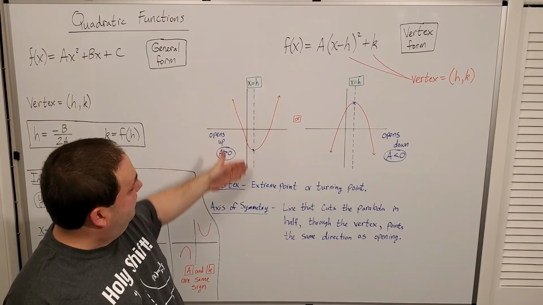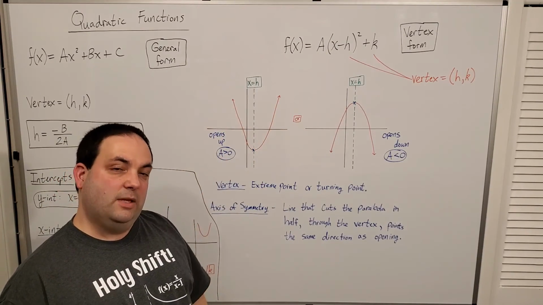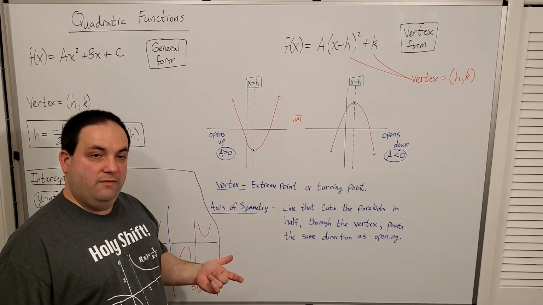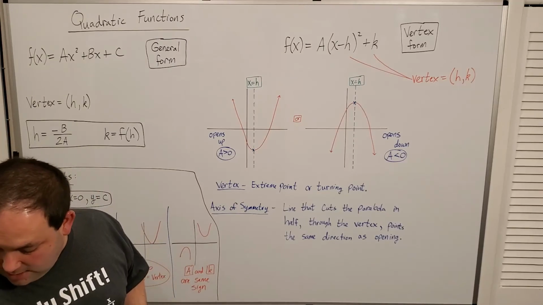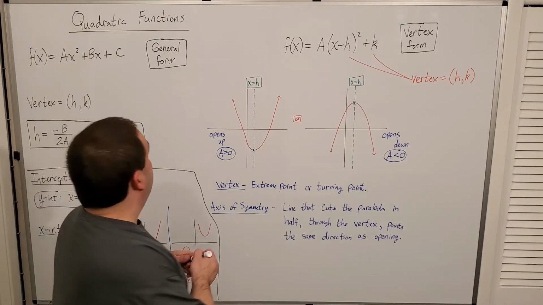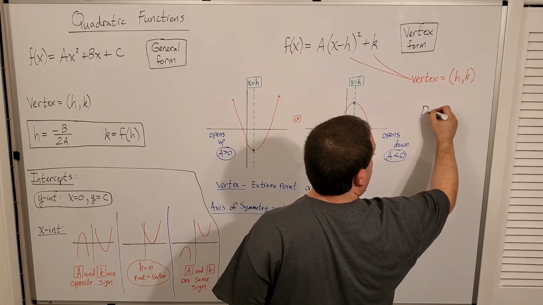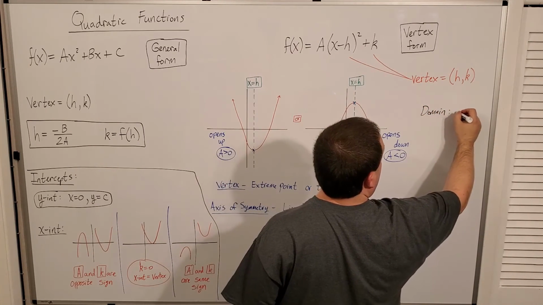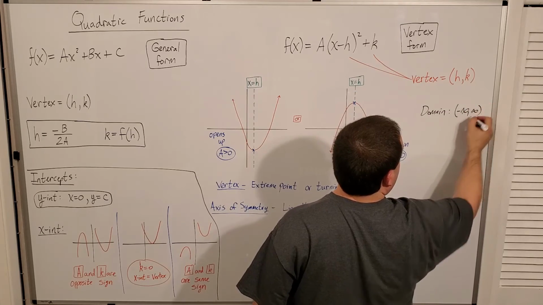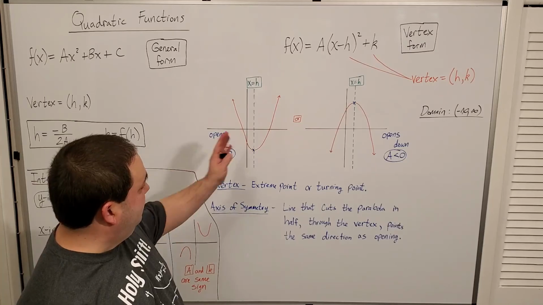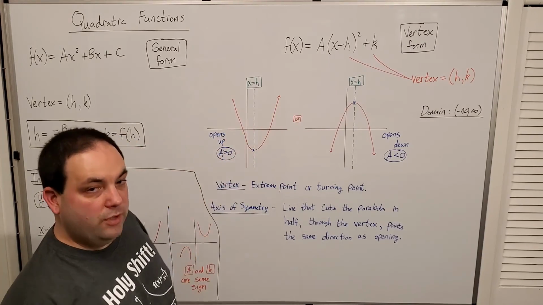You need to be able to give the equation of the axis of symmetry. You'll need to give the domain and the range of these, which, let's comment on that for a second. Notice the domain never changes here. These are polynomials. So the domain's always the entire number line.